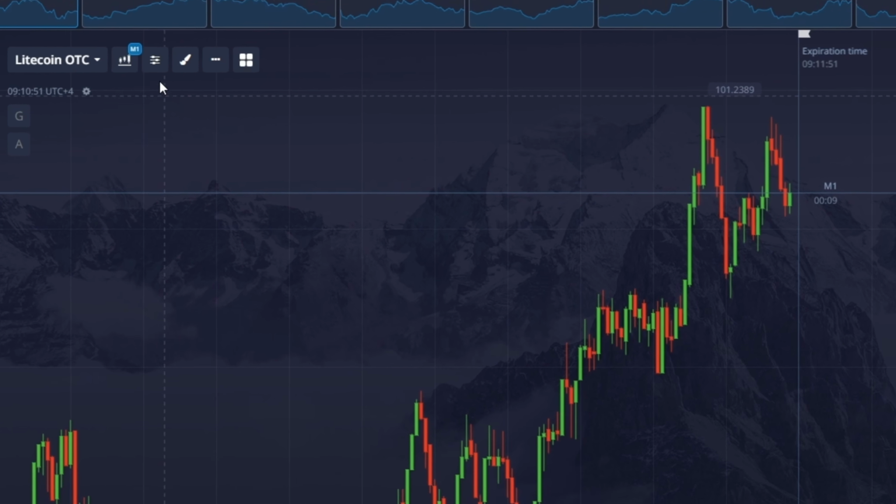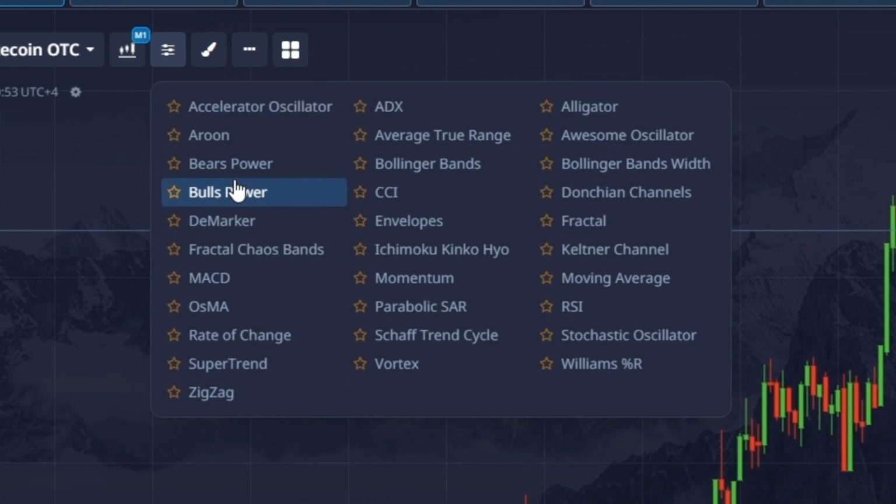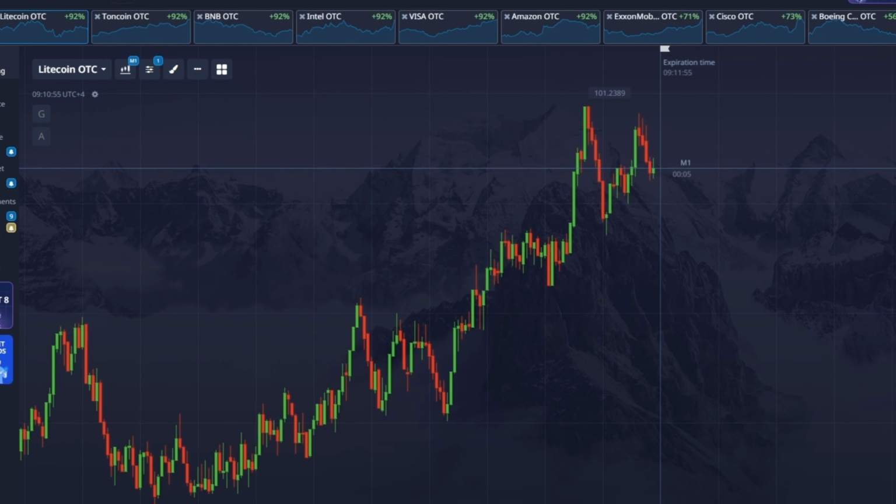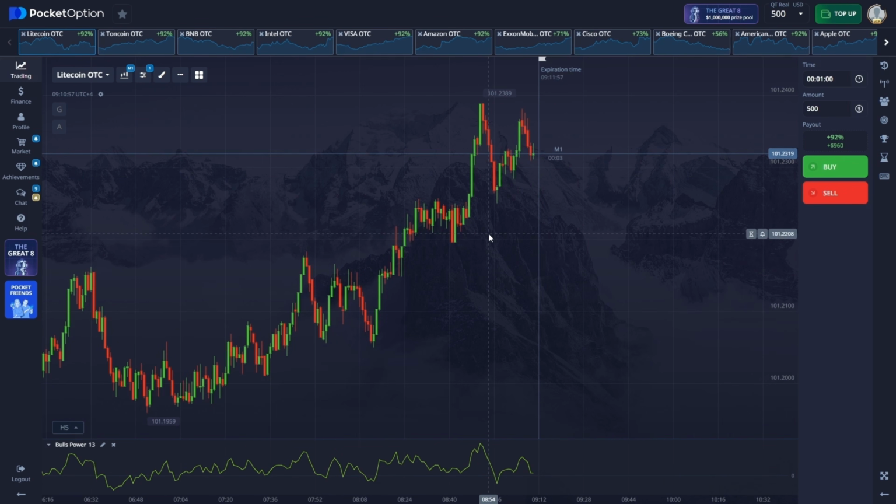First, we'll go to the indicator and select Bull's Power. The settings also default just like the previous indicator with a value of 13. Okay, how does this indicator work? When the candle breaks the zero level, we can proceed in the continuation direction, just like the Bear's Power indicator. Let's find our first trade for $500.